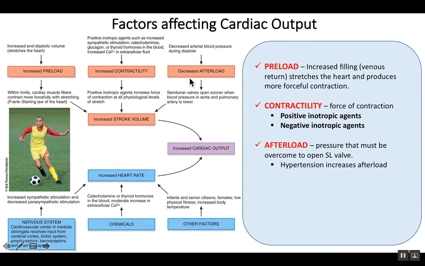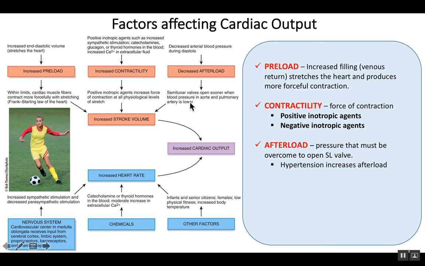The third one is called afterload. This one, to keep it simple, you just think about the pressure your heart is working against, and that's inversely related. If the afterload is high, it's going to be harder to get blood out of the heart. So you think of the pressure in your aorta. If you increase that pressure in the aorta, it's going to be harder to get blood into the aorta, and your heart has to work harder. That's the problem with hypertension. When someone has high blood pressure, their heart has to work much harder to get blood out of it.